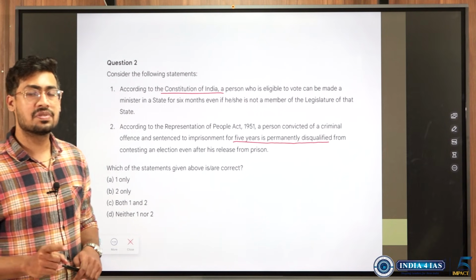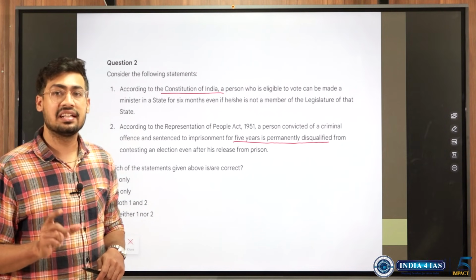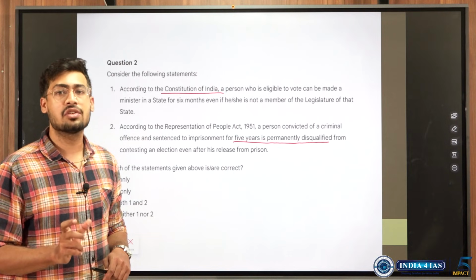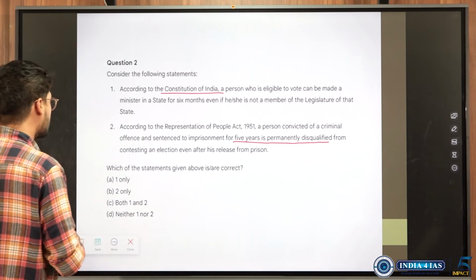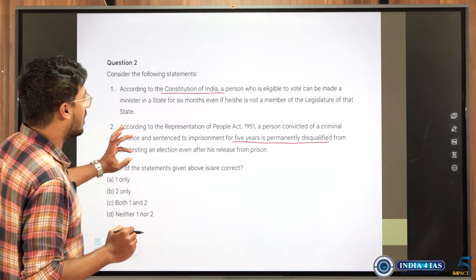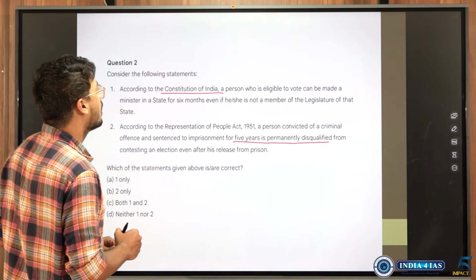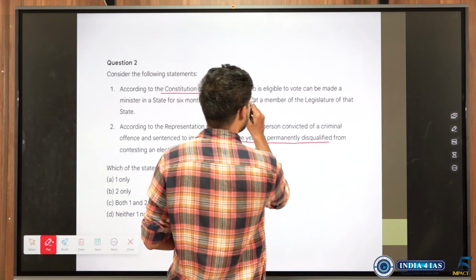So the important theme here is the RPA Act 1951. It is a very important Act. For Mains also it has very good weightage. So we look at the statements. According to the Constitution of India, a person who is eligible to vote. Who is the person who is eligible to vote?